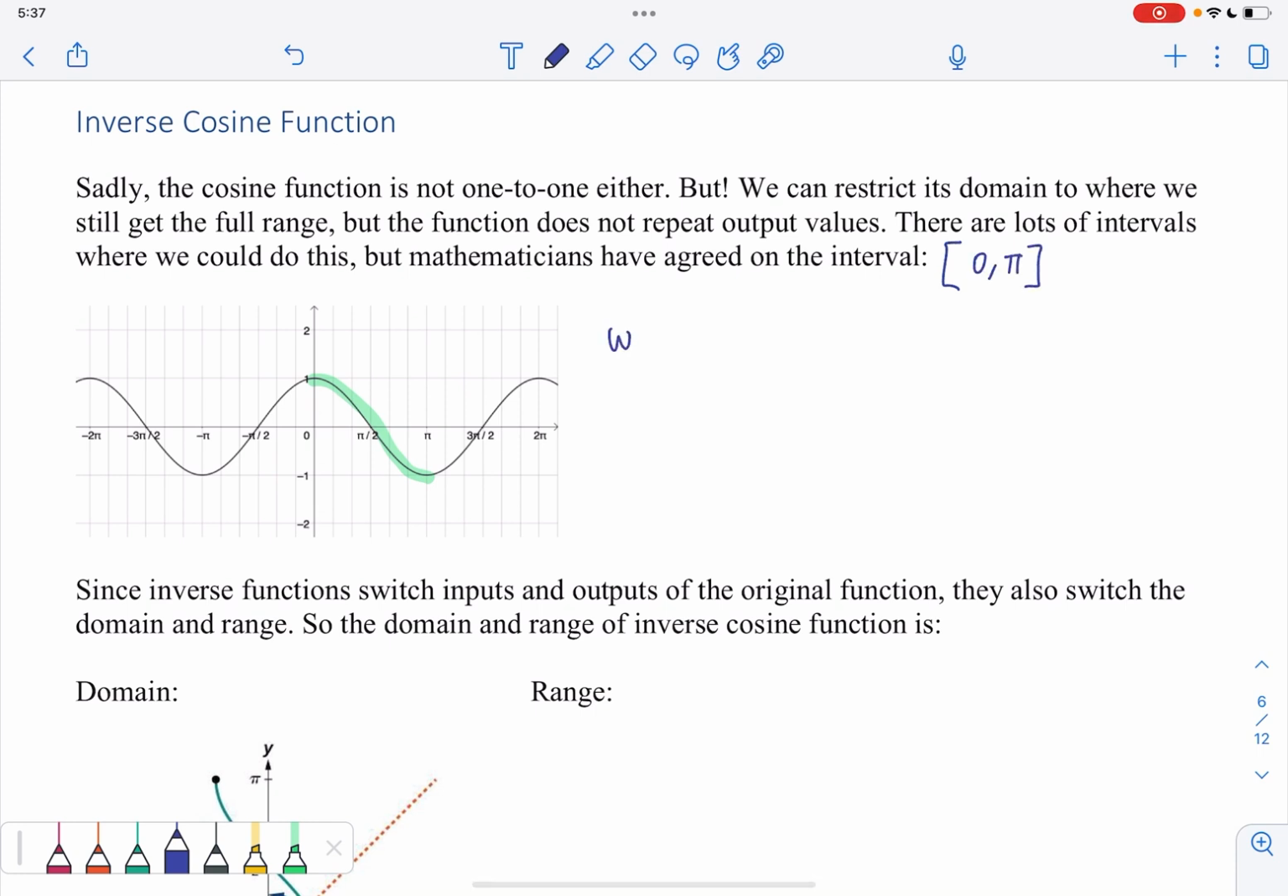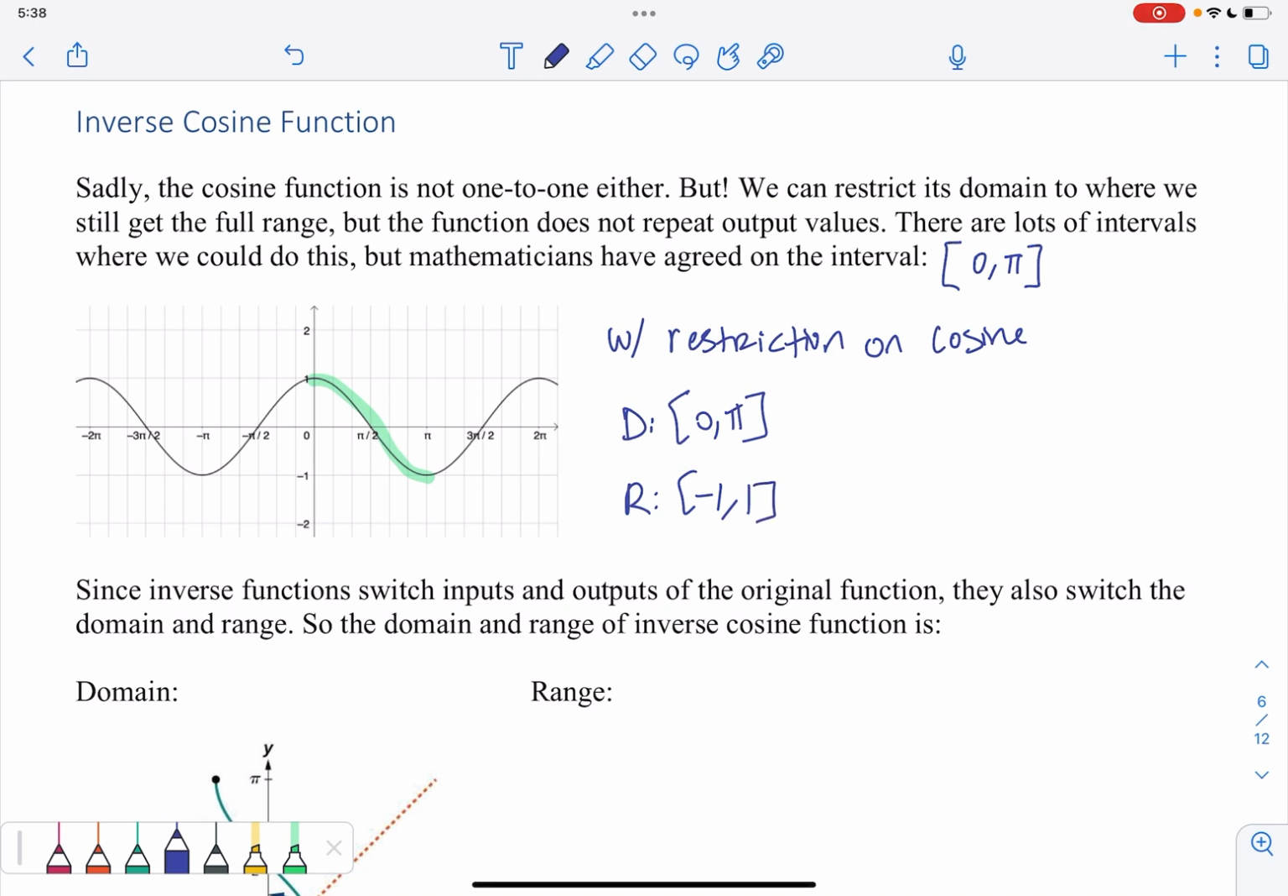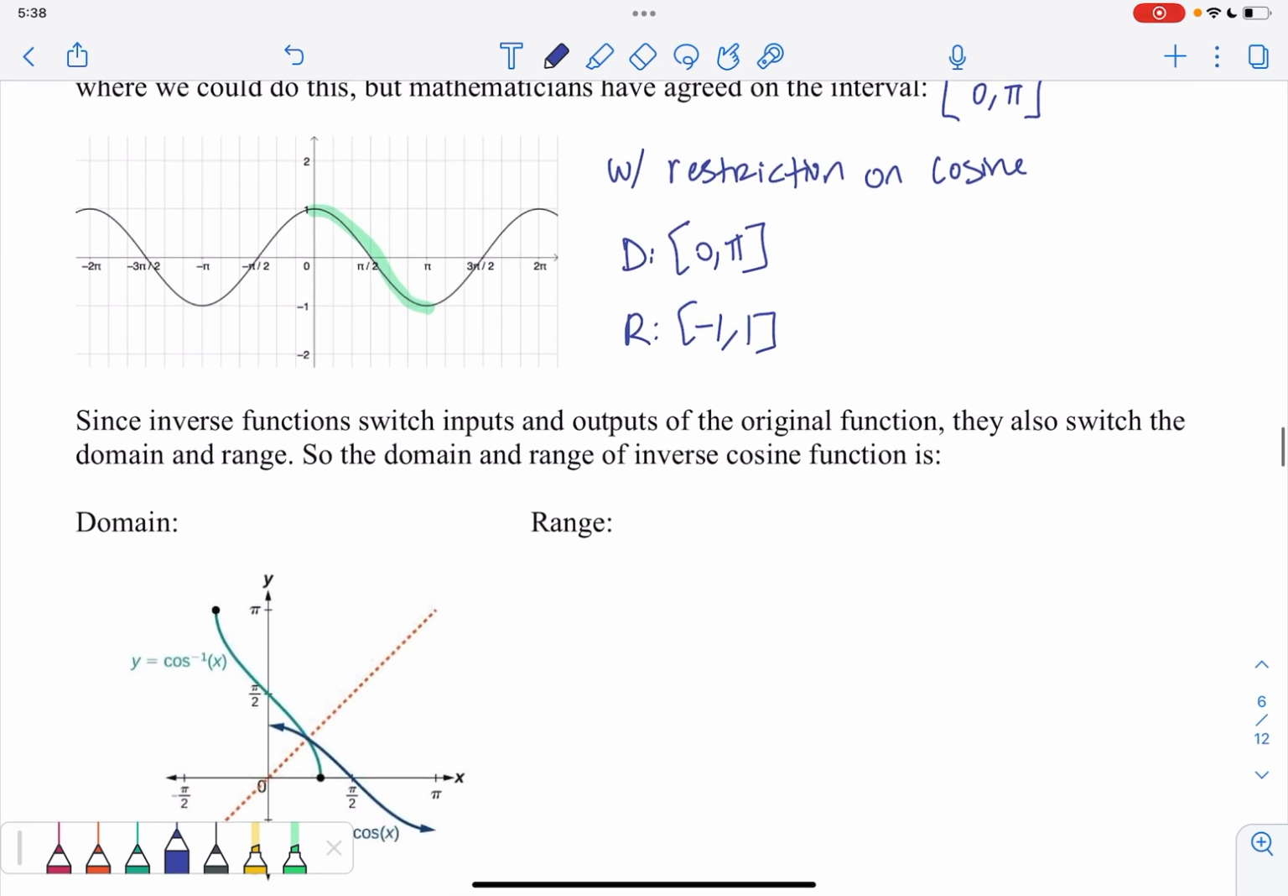So with the restriction on cosine, the domain is 0 to pi. So I'm just looking at that interval, and the range is still -1 to 1. Now, because inverse functions switch inputs and outputs of the original function, they also switch the domain and range. So the domain and range of the inverse cosine function: if the domain of restricted cosine is 0 to pi, then that is the range for inverse cosine.